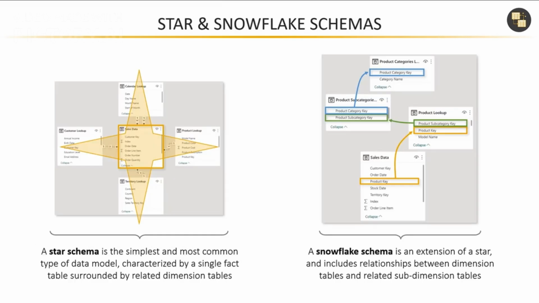A star schema is a simple data model with a central fact table surrounded by dimension tables. A snowflake schema is a more complex version with additional layers of dimension tables.